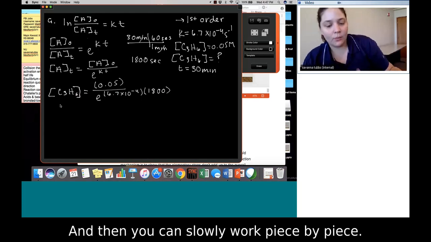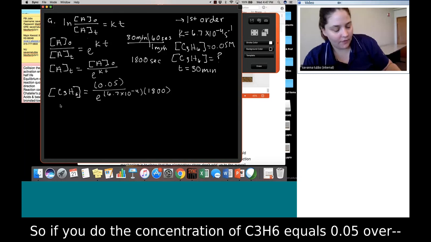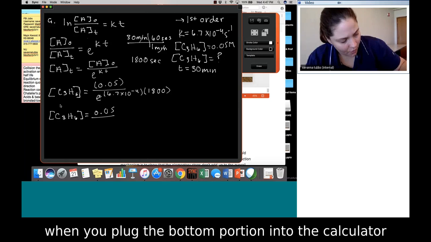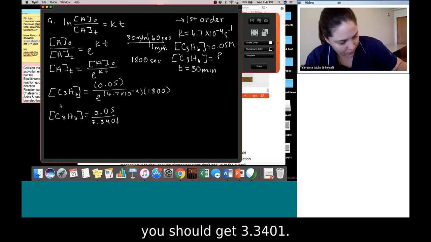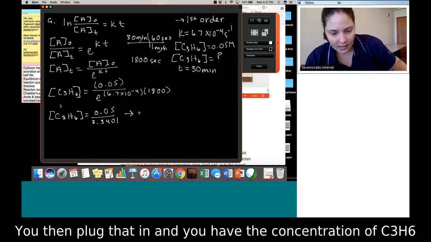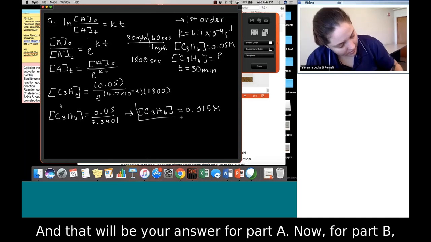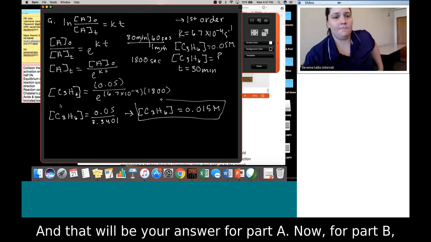And then you can slowly work piece by piece. So if you do the concentration of C3H6 equals 0.05 over, when you plug the bottom portion into the calculator, you should get 3.3401. You then plug that in, and you have the concentration of C3H6 equals 0.015 molar. And that will be your answer for part A.